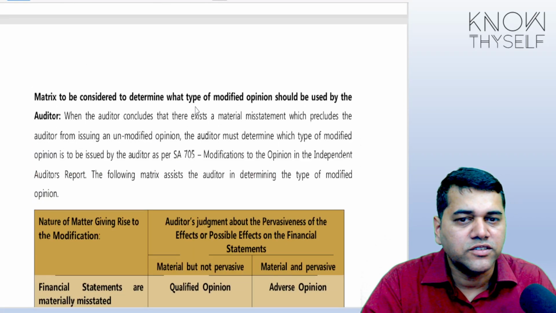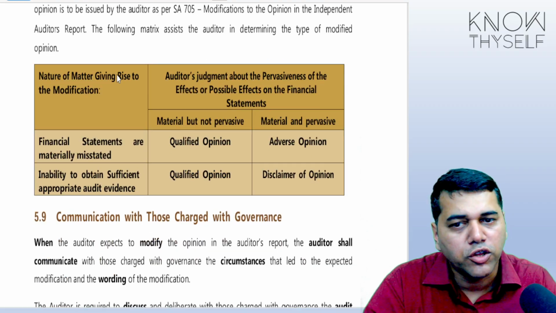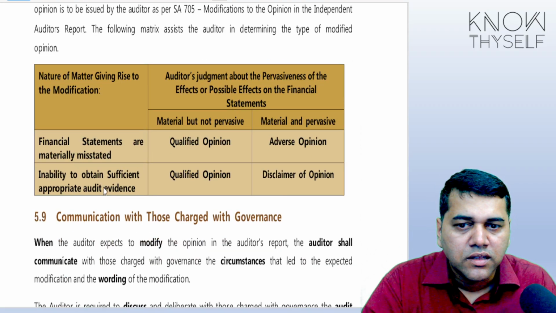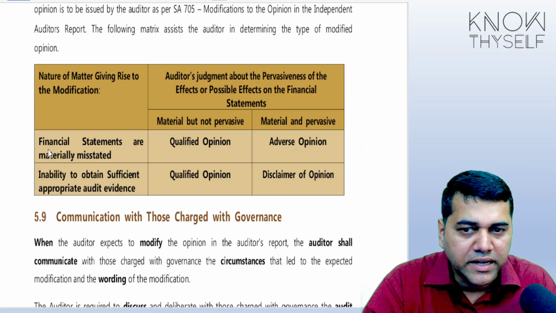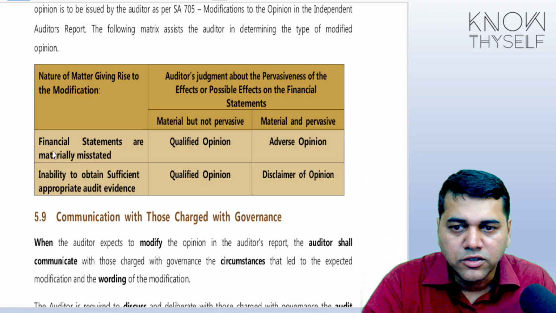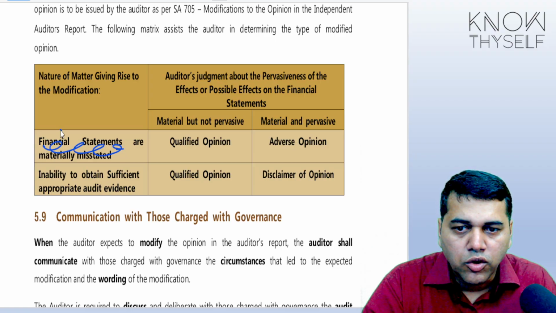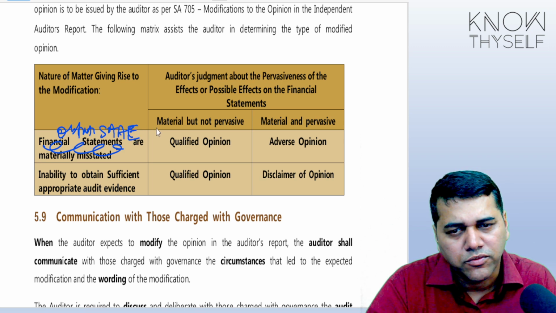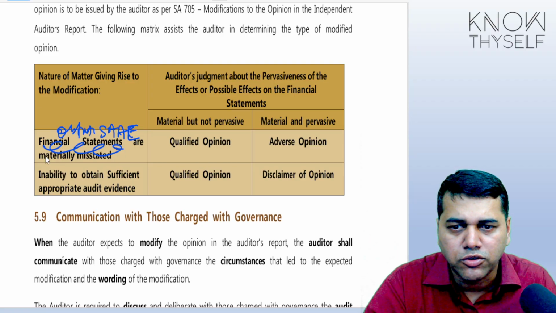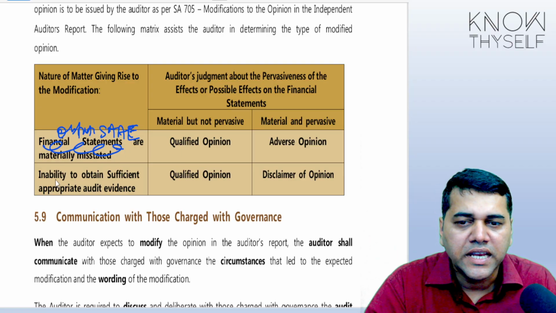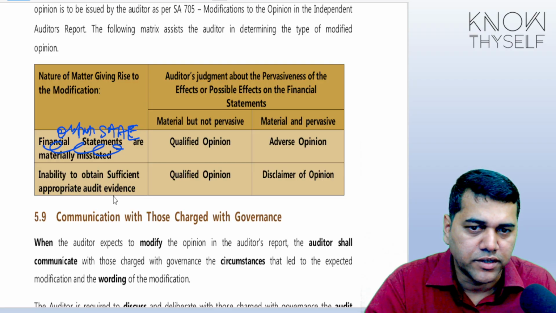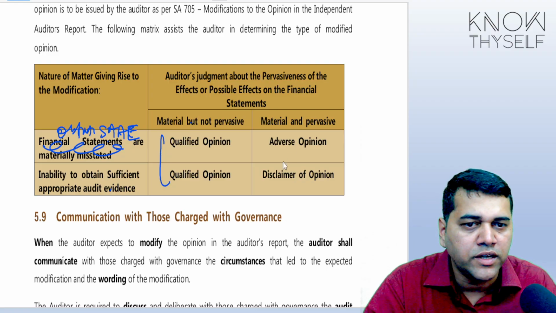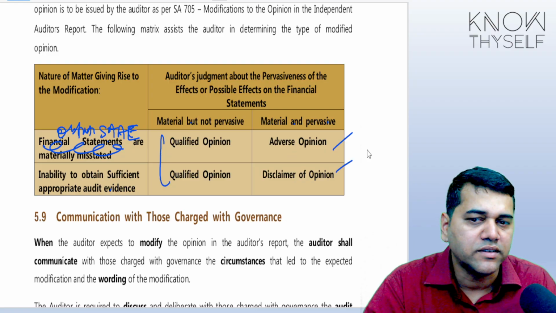Okay, so the matrix to determine what kind of modified opinion, in the morning only we discussed. The financial statements are materially misstated. See, this is wrong. In the matrix, please change it here; you should change it to obtained SAAE. See, this is how they try to fool. Whether it is a print mistake or they have corrected it, I don't know. Please check. Inability to obtain sufficient appropriate audit evidence. So you have obtained evidence, you didn't obtain evidence. Material but not pervasive, qualified. Material and pervasive, adverse and disclaimer.